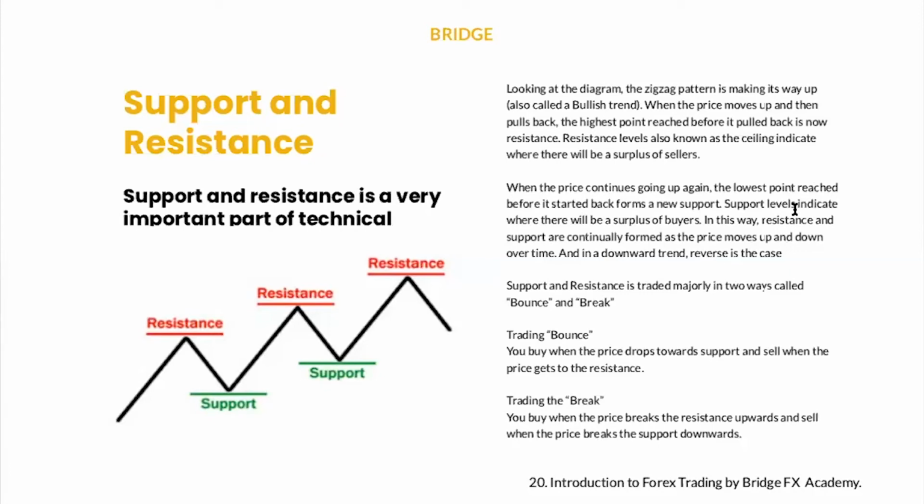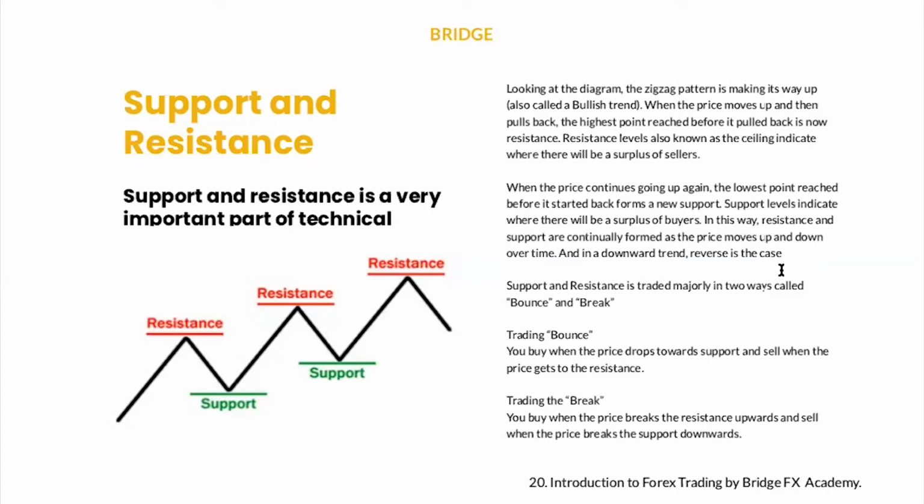Support level indicates where there will be a surplus of buyers. When there is a surplus of selling and it gets to the support where you can't sell anymore, you will start buying. So everybody wants to buy. Surplus of buyers. In this way, resistance and support are continually formed as the price moves up and down over time.